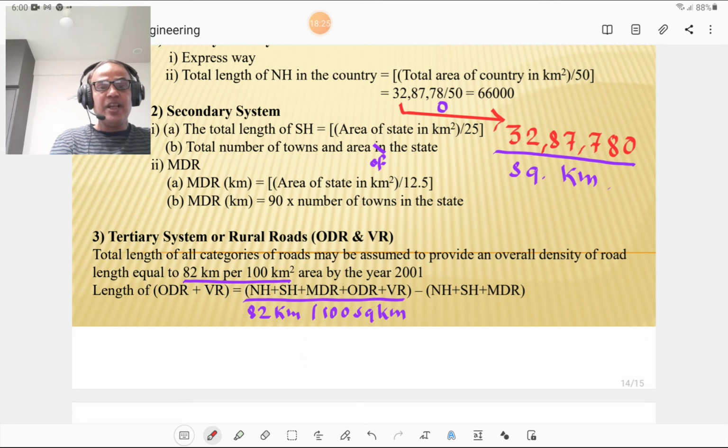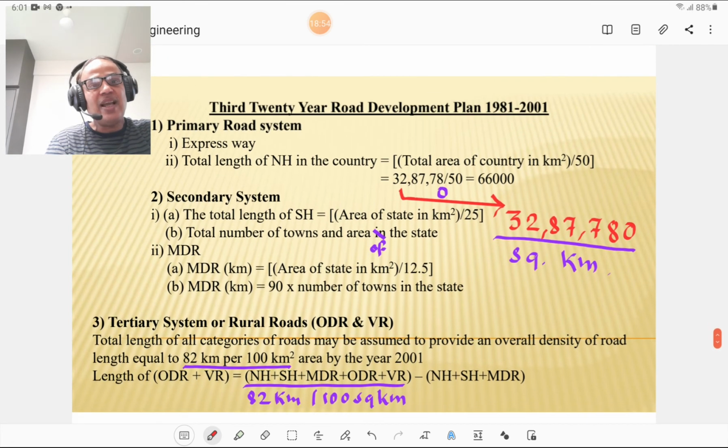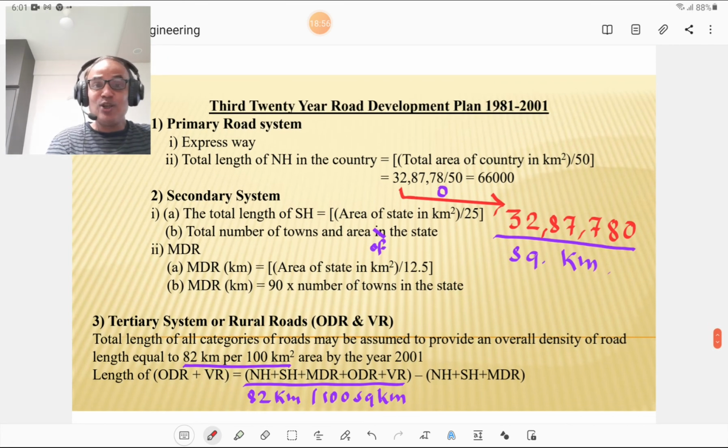Then length of ODR plus VR is calculated by 82 km per 100 square kilometer length, whichever it is, minus length of NH plus SH plus MDR. We will get the length of ODR plus VR. That is the formula, or NH plus SH plus MDR plus ODR plus VR minus length of NH plus SH plus MDR. We can calculate the length of ODR plus VR accordingly. This is the third 20-year development plan, and which is known as the Lucknow road plan.